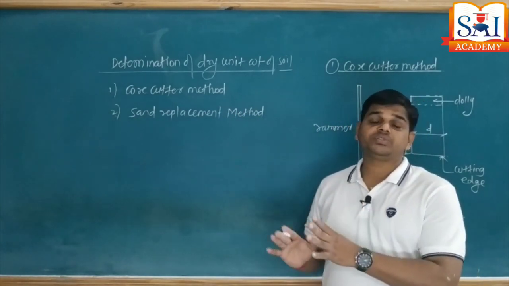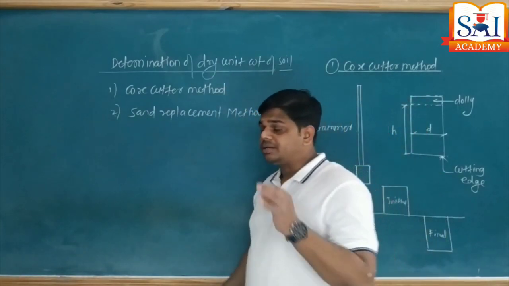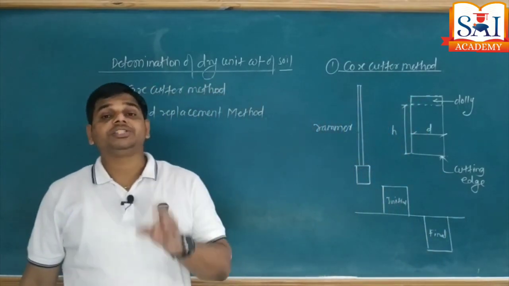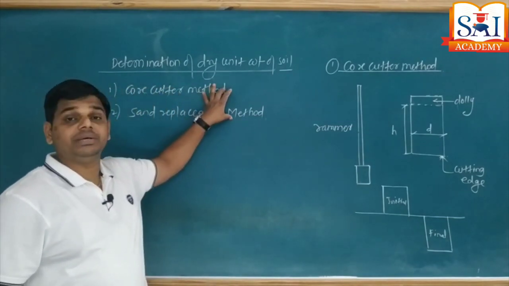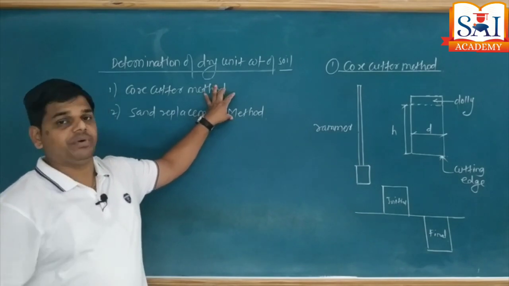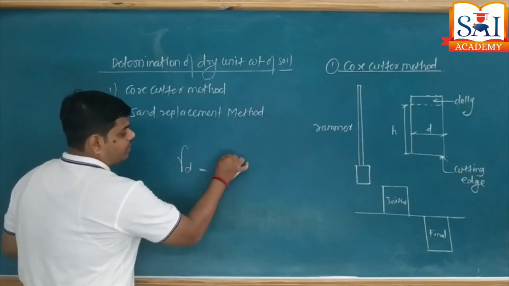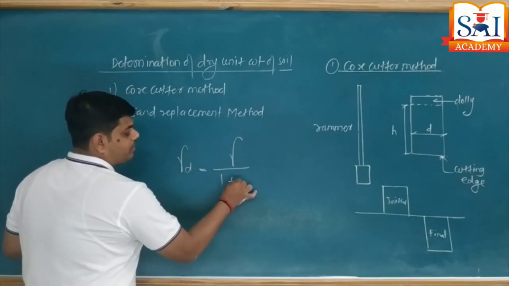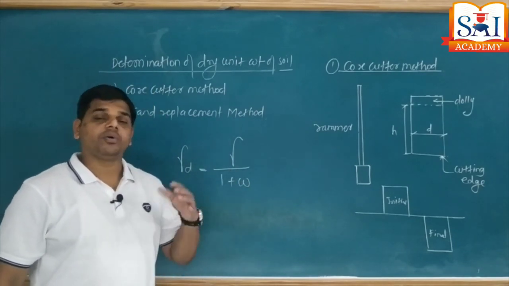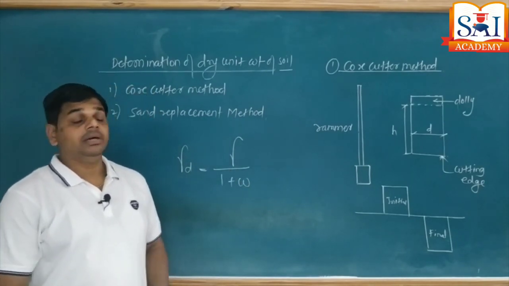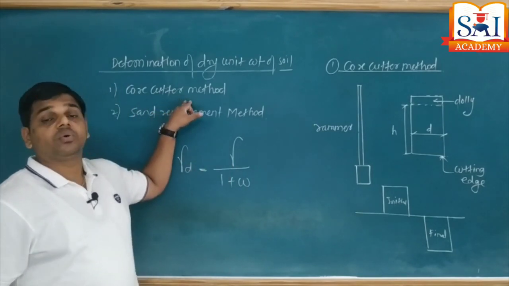Remember, these two methods will never provide the value of dry unit weight directly. To obtain the dry unit weight, we require a relationship between bulk unit weight and dry unit weight, because these two methods give the value of bulk unit weight, not the dry unit weight. So what is the relationship? Dry unit weight is equal to bulk unit weight upon 1 plus water content. Water content is already available with us either by Proctor's needle or by the calcium carbide method. Now it's time to find out the bulk unit weight. So let's start with the first method, the core cutter method.